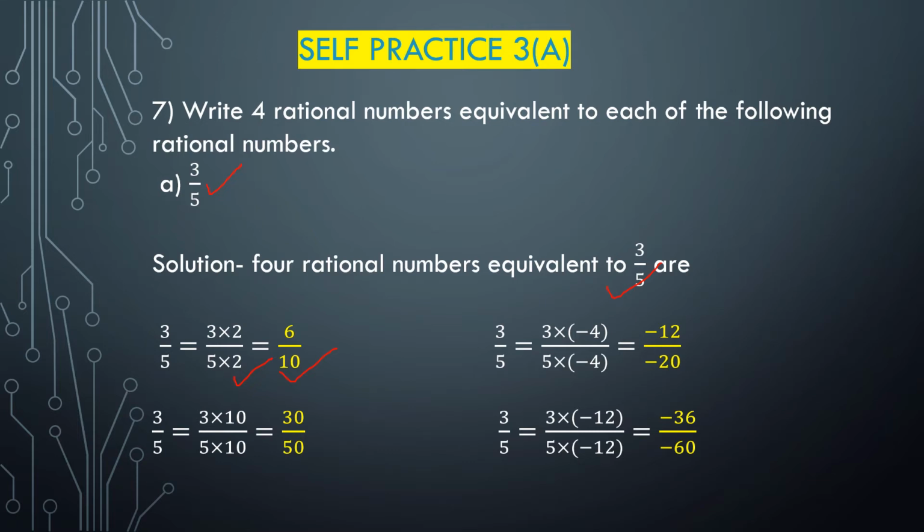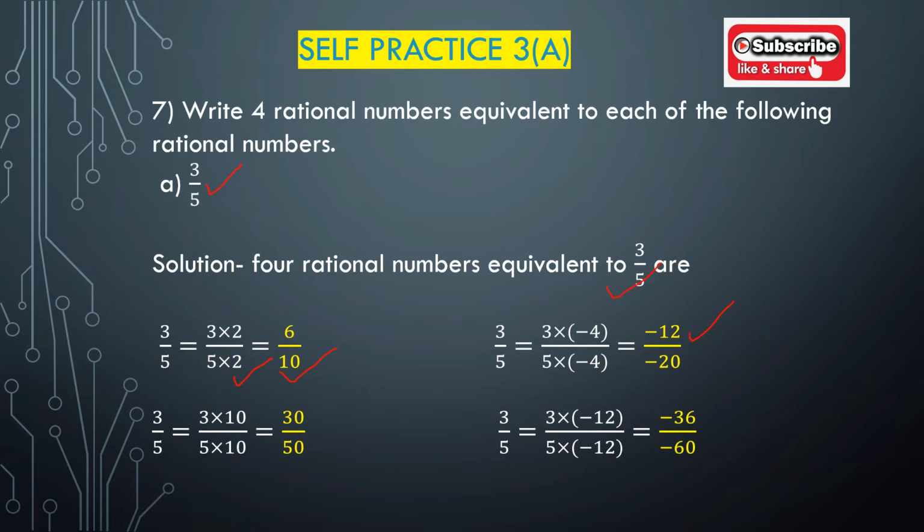If we multiply the number minus 4 with both numerator and denominator of 3 divided by 5, we get 3 multiplied with minus 4 is minus 12 and 5 multiplied with minus 4 is minus 20. So we get minus 12 divided by minus 20, and minus 12 divided by minus 20 is equivalent to the rational number 3 divided by 5.